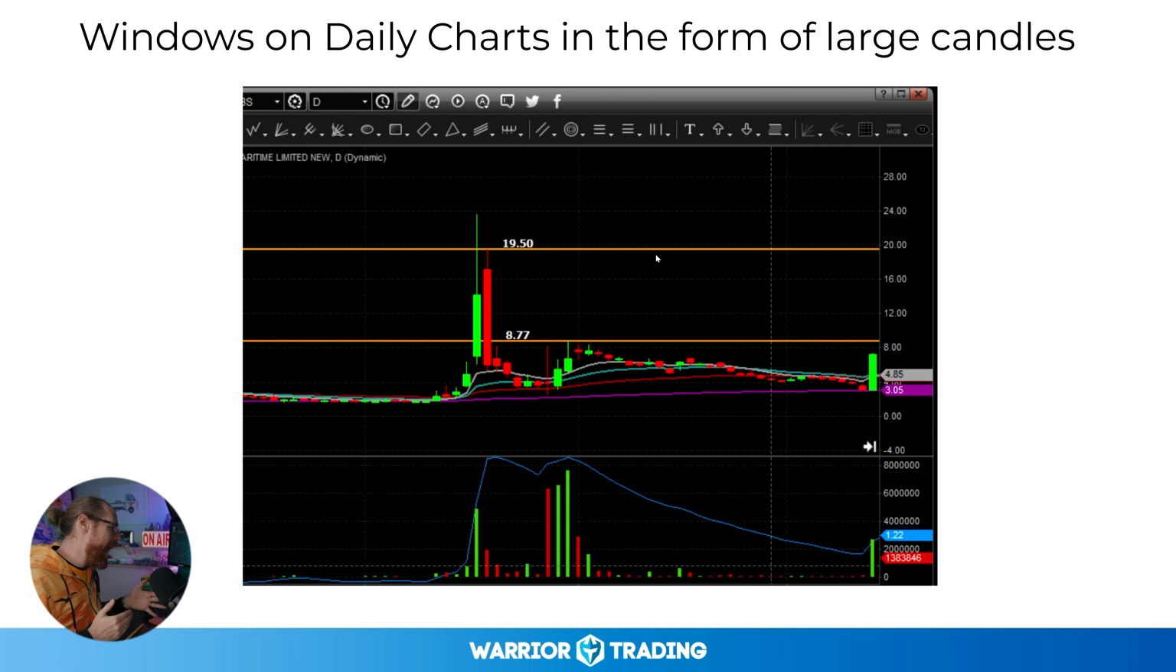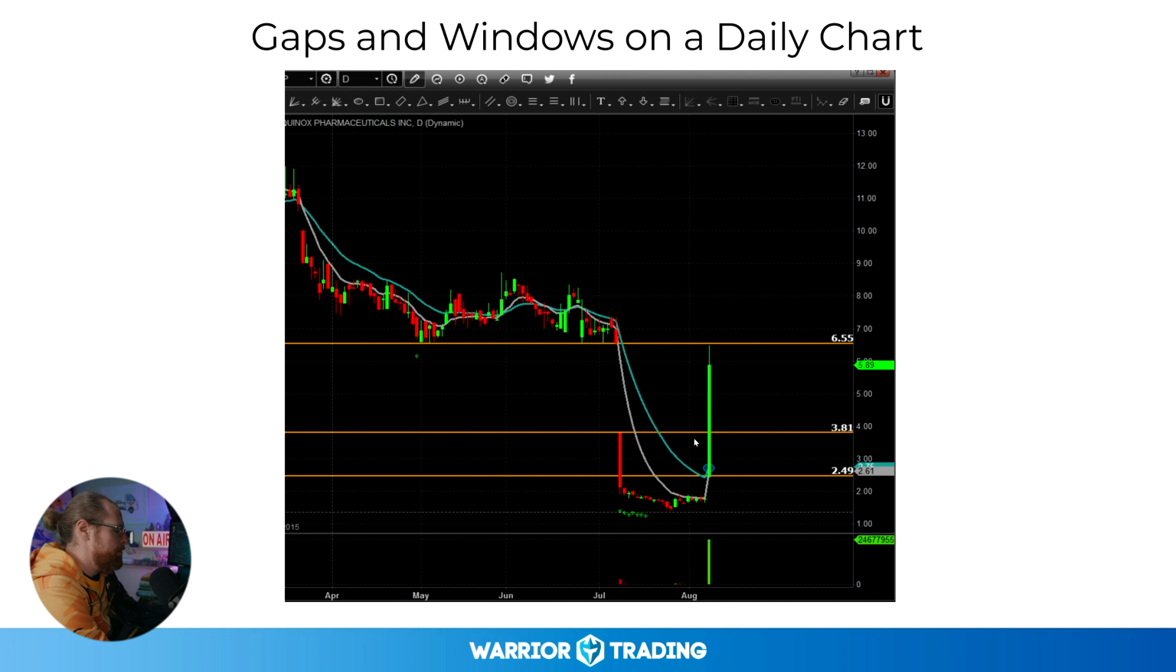So it might not happen, but it's always better to have a chart that has no resistance than to have one that has a lot of resistance. Now let's look at another example.